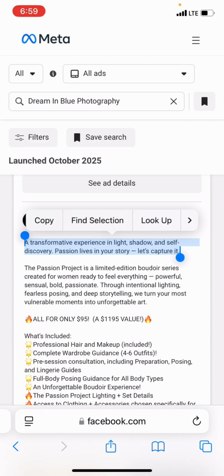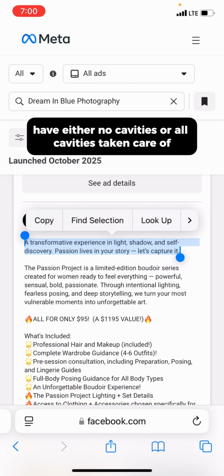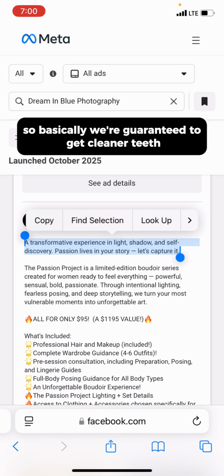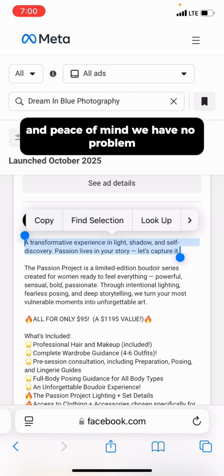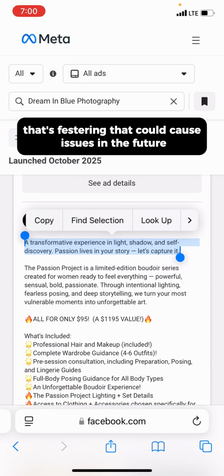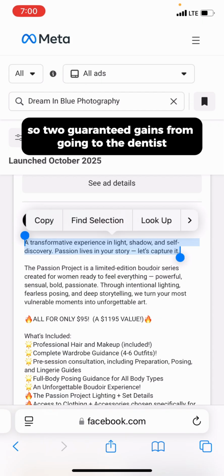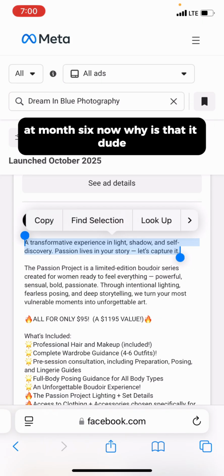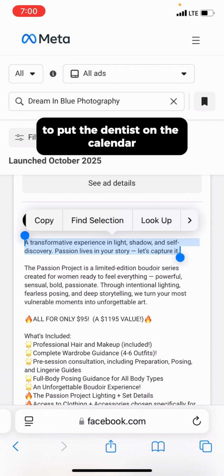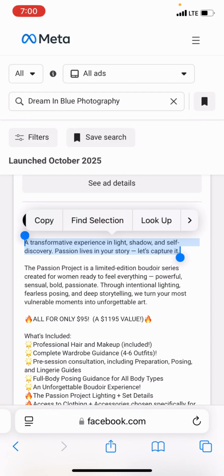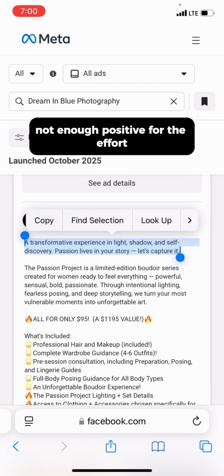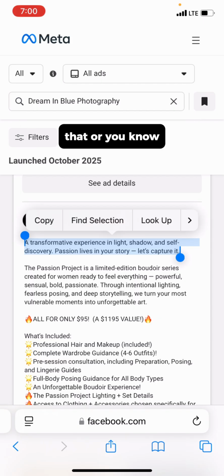have either no cavities or all cavities taken care of. So basically, we're guaranteed to get cleaner teeth and peace of mind. We have no problem that's festering that could cause issues in the future. So two guaranteed gains from going to the dentist, but we don't book for our next 6-month checkup at month 6. Now, why is that? Dude, those positives, those gains, they're just not enough for us to take action. They're not enough for us to disrupt our schedule. They're just not enough for us to put the dentist on the calendar and go in for the appointment. It's just not enough gain, not enough positive for the effort of breaking out of our regular routine.